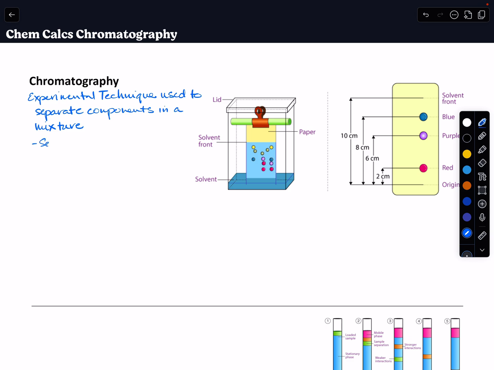All right, now the separation is due to differences in some physical properties of your components.